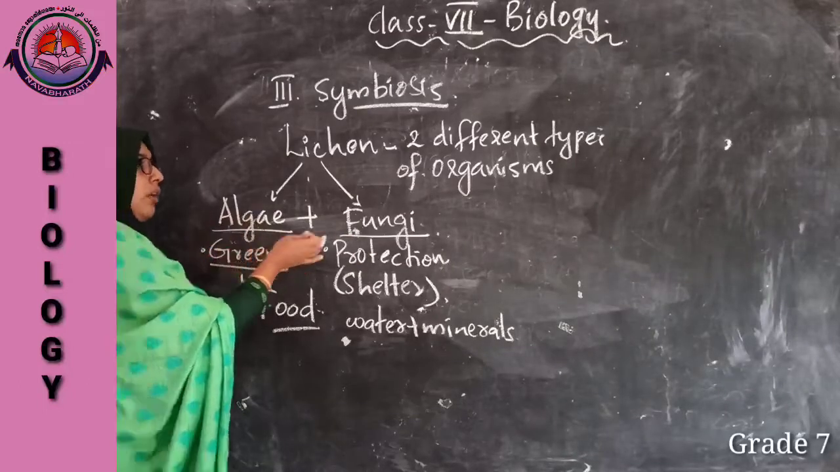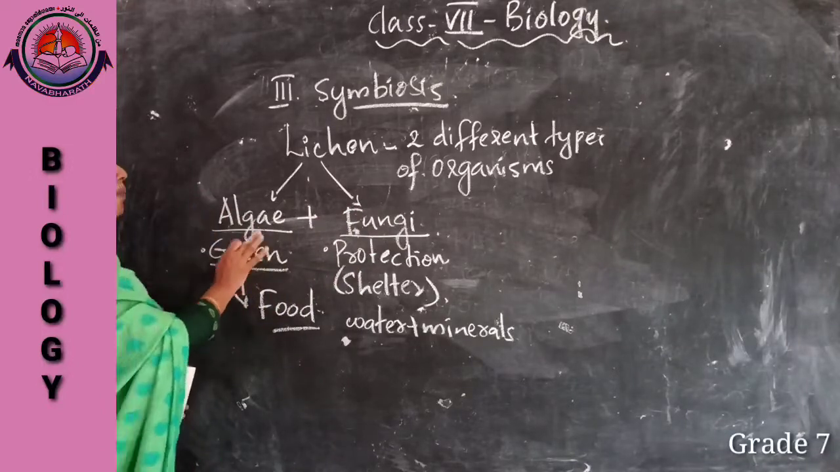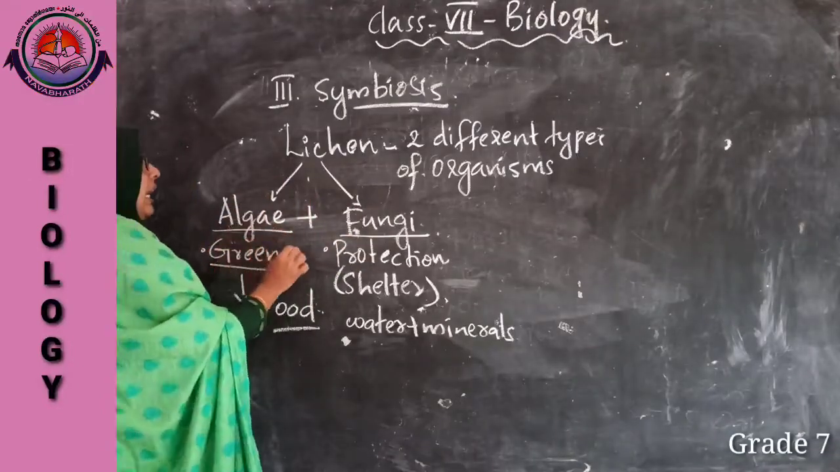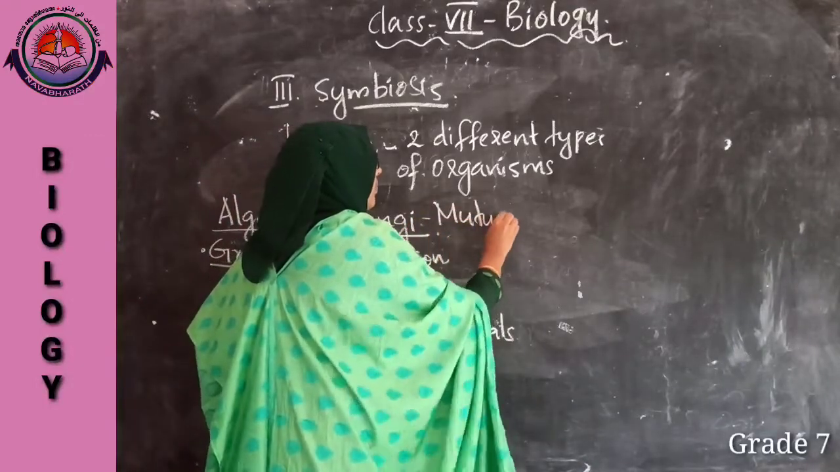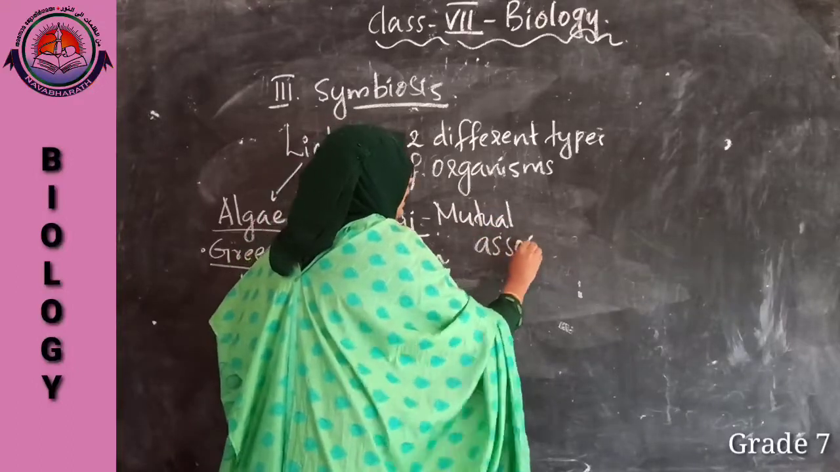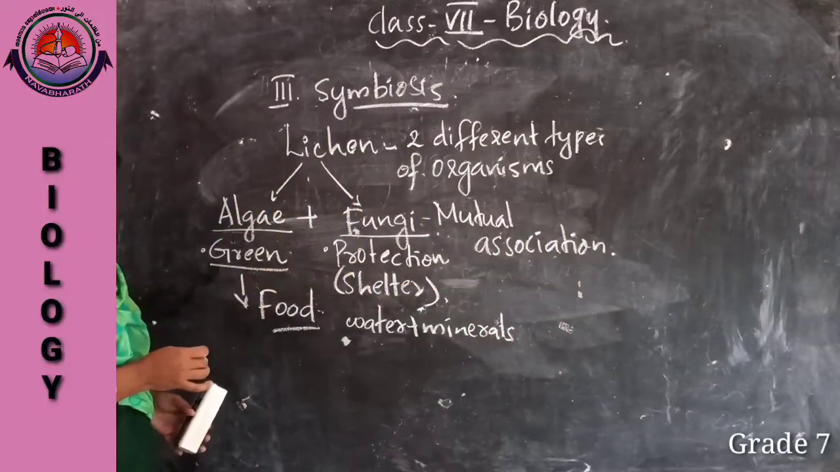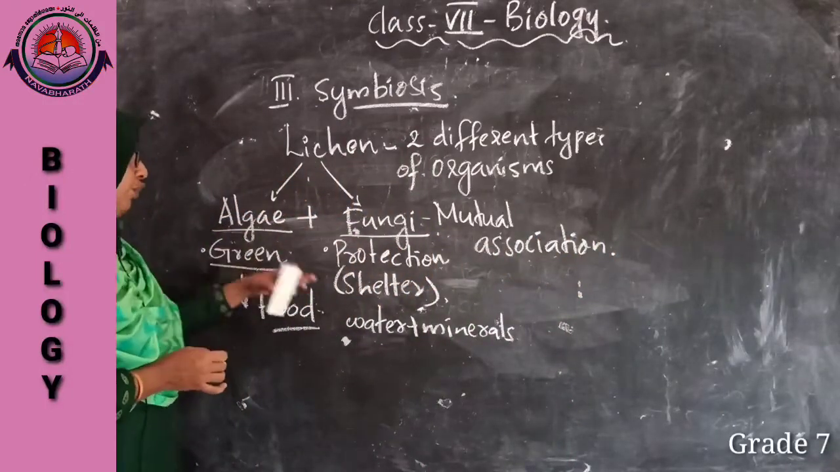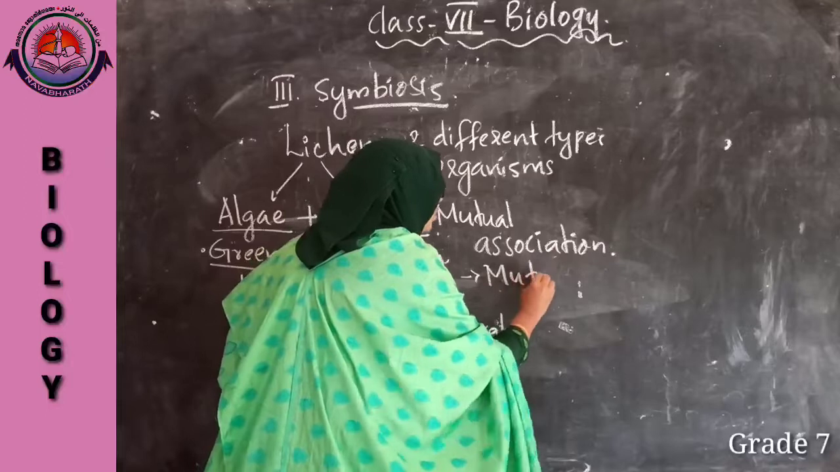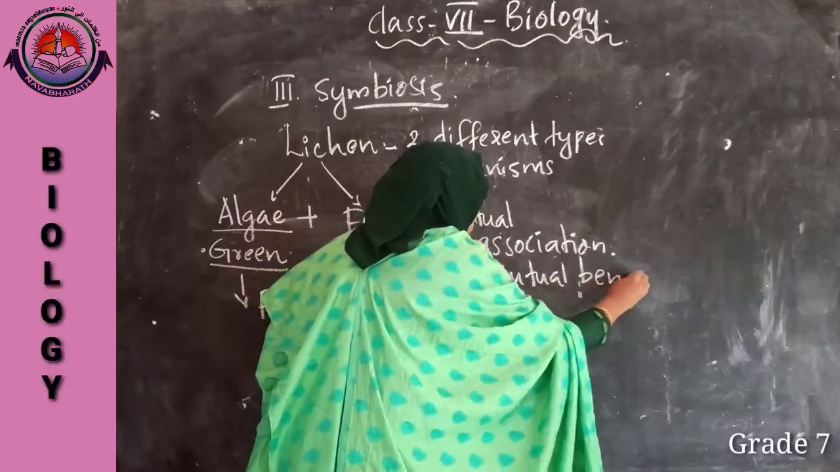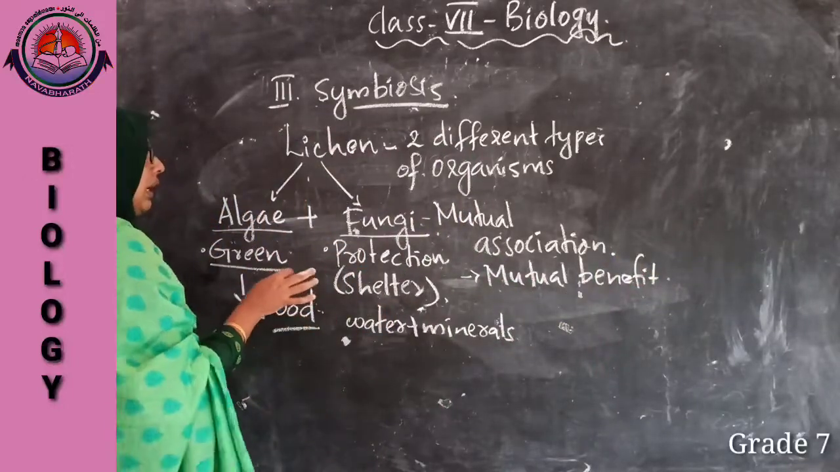So both have an understanding, isn't it? If algae are not there, fungi cannot stand. If fungi are not there, algae will not live. So both should be there. So they are in a mutual association, isn't it? They are mutually associated. So they live together, work together for a mutual benefit. Both are benefited. Right. Both are benefited. Clear?